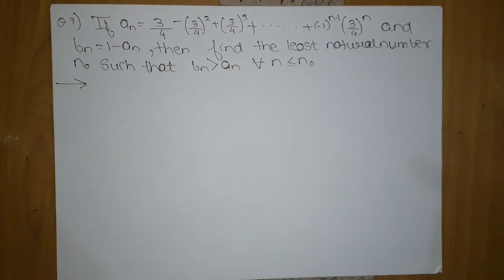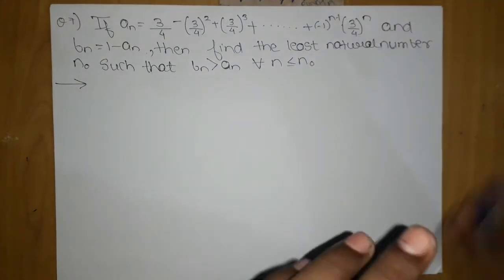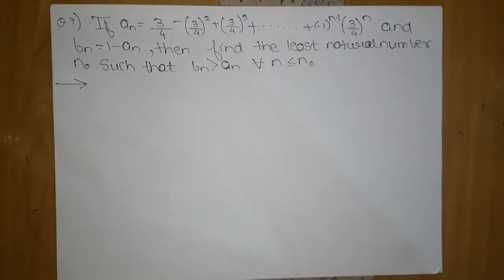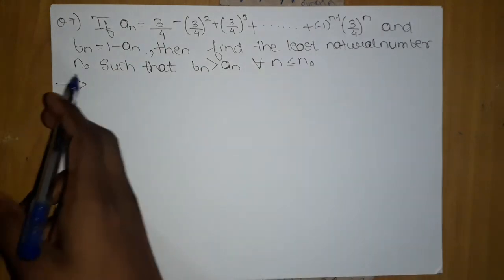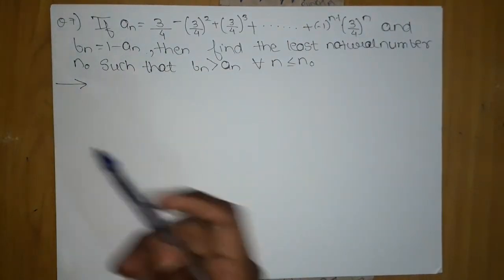Now the question is like this: if an is equal to 3 by 4 minus 3 by 4 the whole square plus 3 by 4 the whole cube, and so on, plus minus 1 power n minus 1 into 3 by 4 the power n, and bn is equal to 1 minus an, then find the least natural number n naught such that bn is greater than an for all n greater than or equal to n naught. Now the question is telling that an is some such series, 3 by 4 minus like that, and bn is 1 minus an. Now they are telling to find the least natural number n naught such that bn, which is 1 minus an, is always greater than this an.